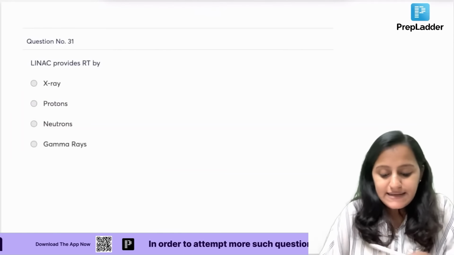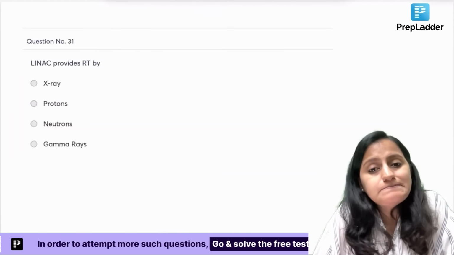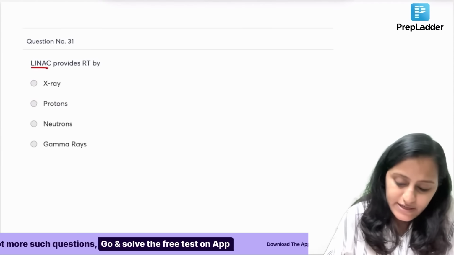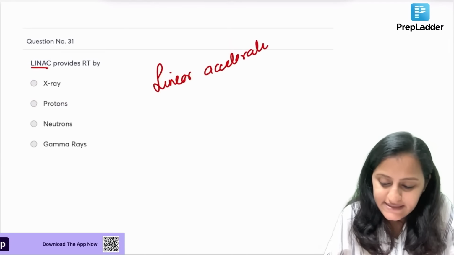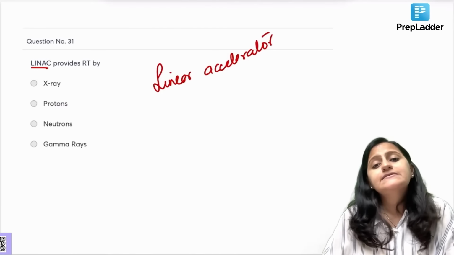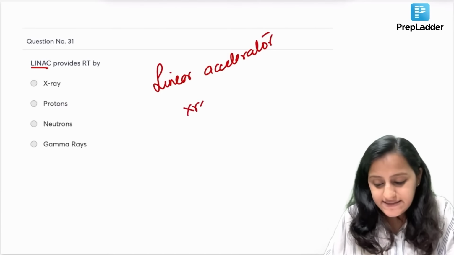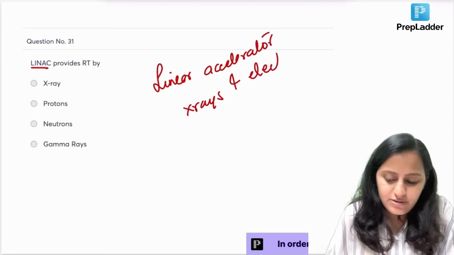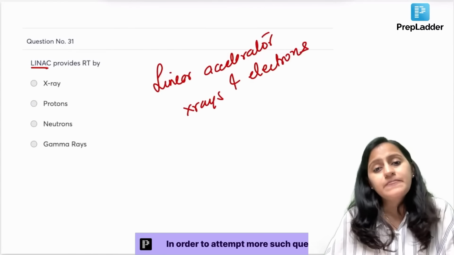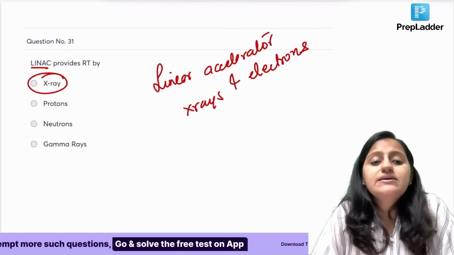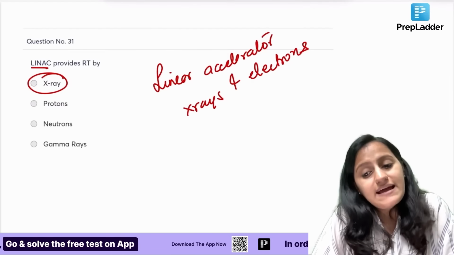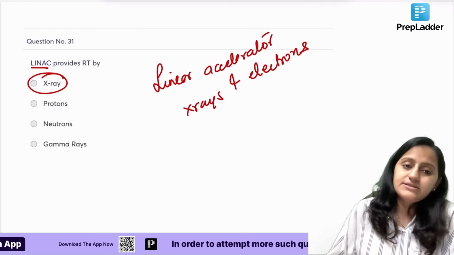Next one. LINAC provides radiotherapy by. What does LINAC stand for? Linear accelerator. Okay. So LINAC produces X-rays and electrons. We have discussed this in radiotherapy. So what is it using? It is using X-rays. Okay, it is using X-rays. LINAC is X-rays and electrons, right?